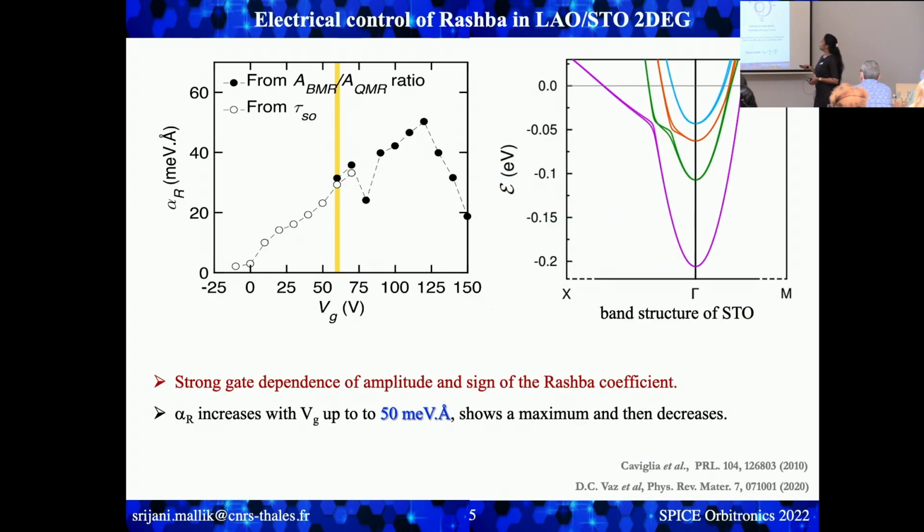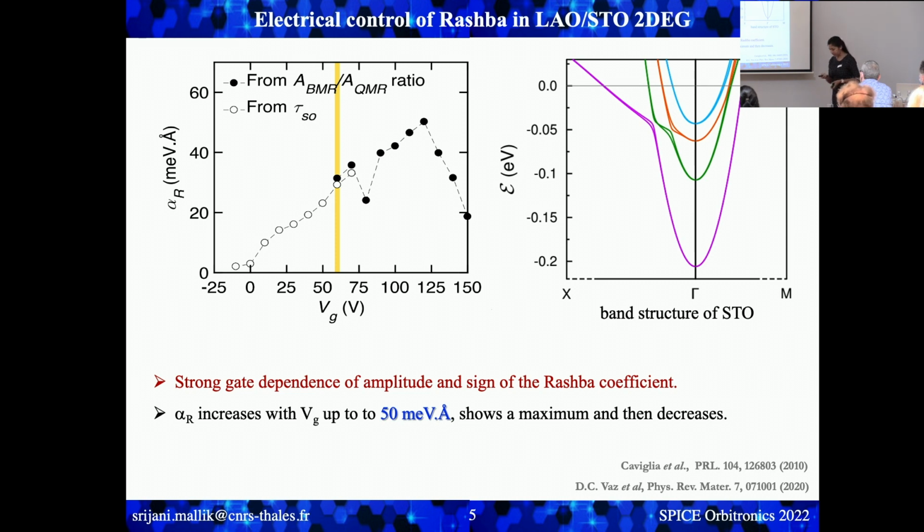Very quickly I will remind you of some numbers related to the conventional STO 2DEGs, some of which you already saw in Laura's talk. It was found many years back that there is a strong gate dependence of the amplitude as well as the sign of the Rashba coefficient in the case of STO 2DEGs. So far the maximum alpha found for STO 2DEGs was 50 milli-electron volt angstrom, depending on the gate voltage.